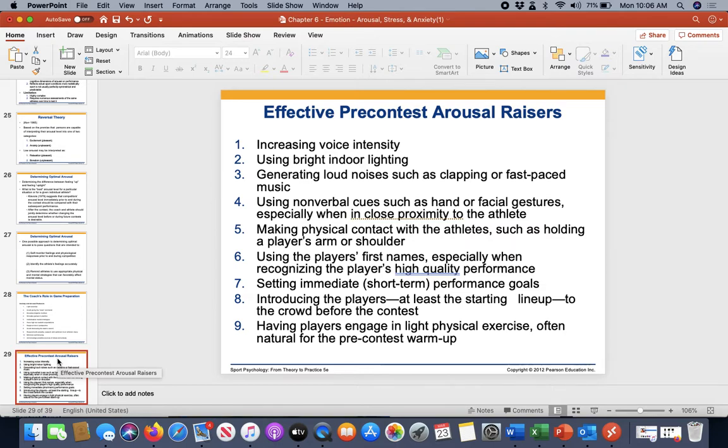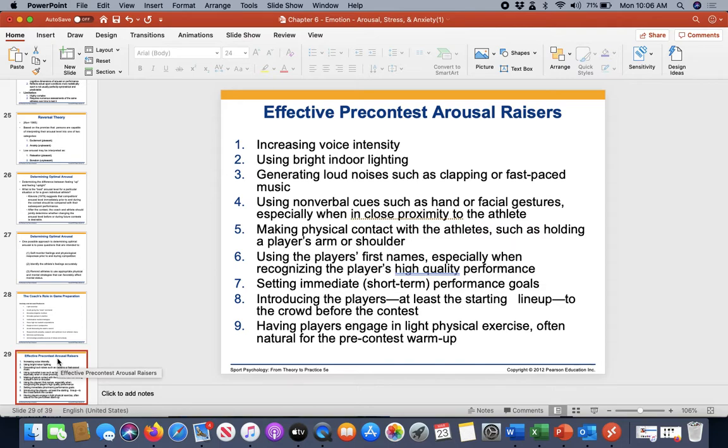Physical contact is always good. Sometimes your hand on a player's back can be comforting, and it can show that you're caring in the moment. Use first names. Set immediate performance goals. You want to set them in the now.